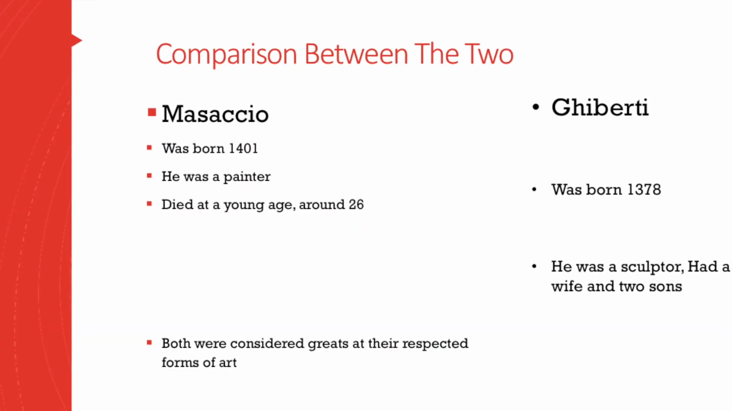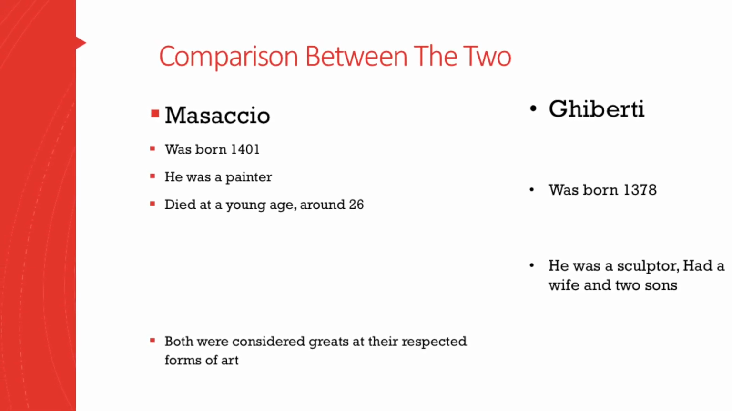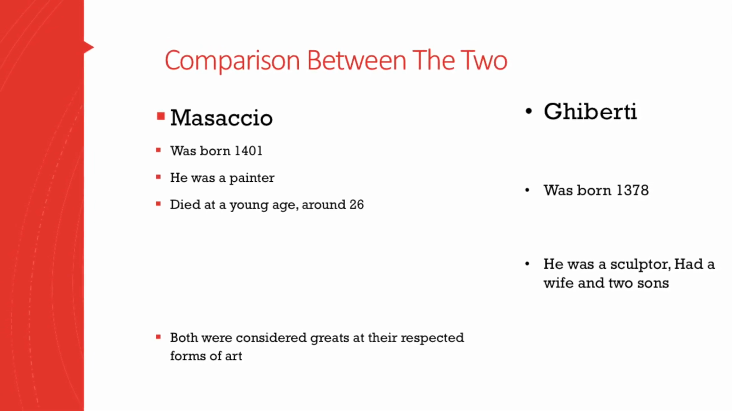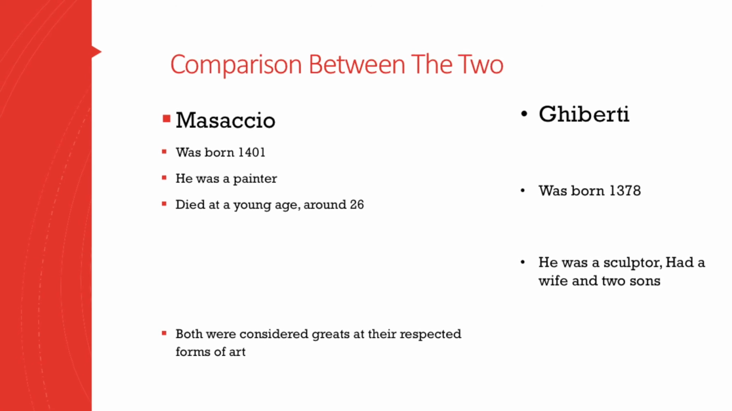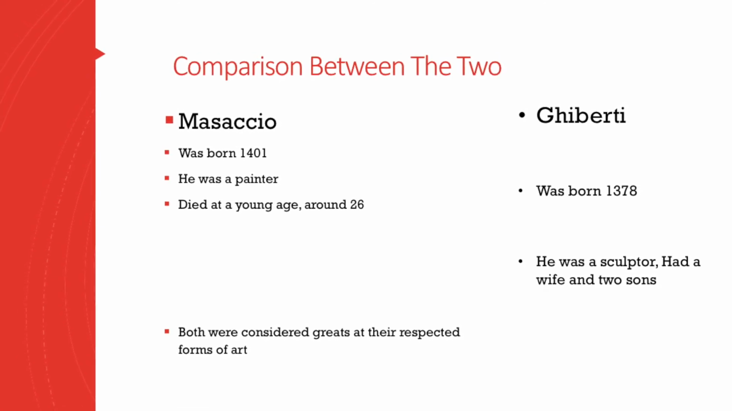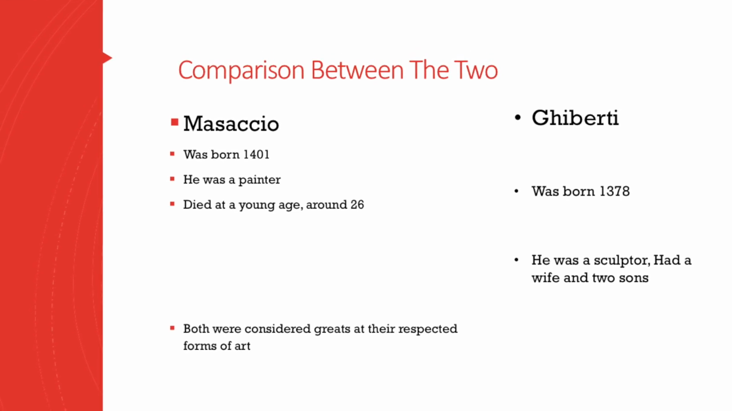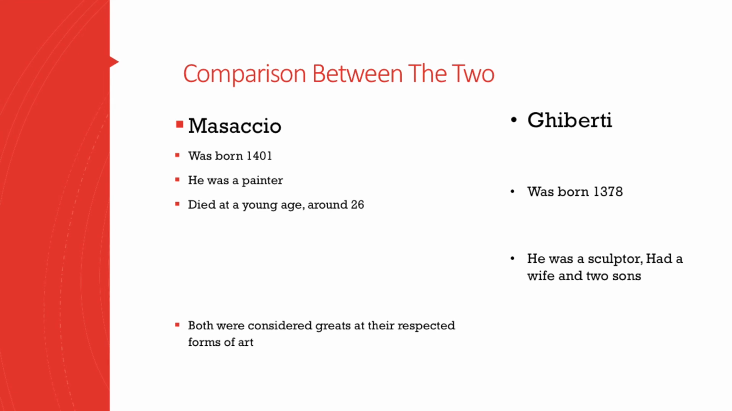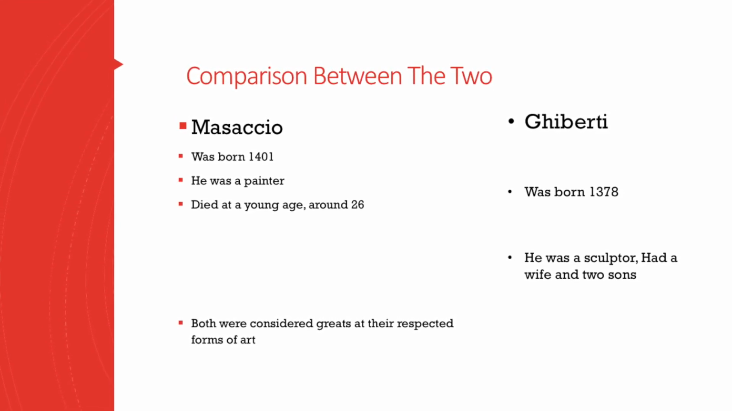Now, to just give you a quick comparison between the two of them, Masaccio was born in 1401. He was a painter, but he also died at a young age, around 26. His death is unknown. It's said that he died because he was poisoned by a jealous painter. Ghiberti was born in 1378. He was a sculptor. He actually had a wife and two sons. But both were considered greats at their respective forms of art in their time periods.